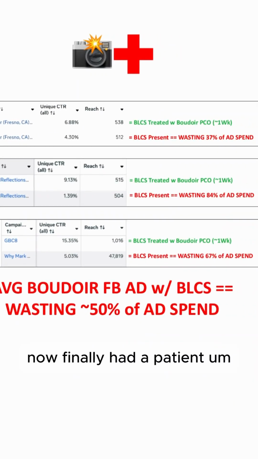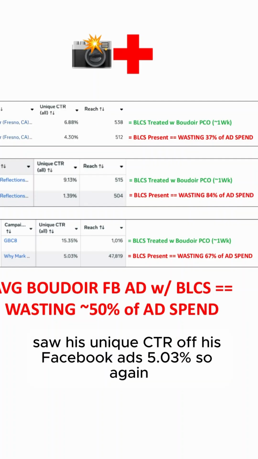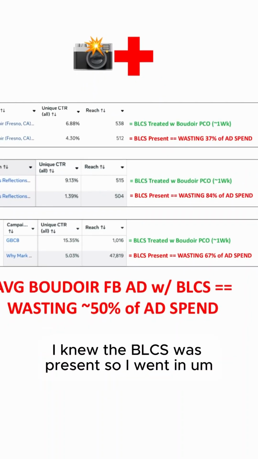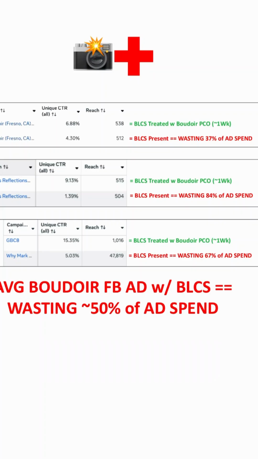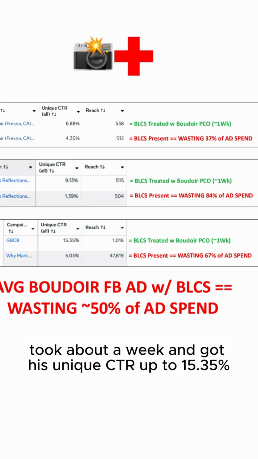Now, I finally had a patient whose unique CTR on his Facebook ad was 5.03%. So again, I knew the BLCS was present. So I went in, duplicated Trio Boudoir Pico, and it took about a week to get his unique CTR up to 15.35%.